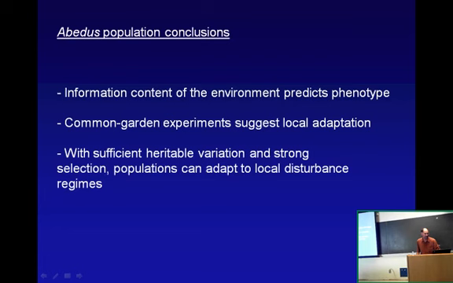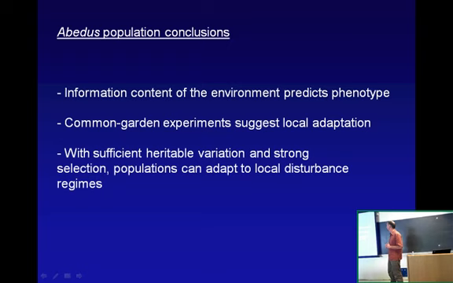So just to summarize that, based on this study, the information content of the environment predicts the phenotype that you observe. And that's kind of unusual. You don't think of evolution in response to something as abstract as an information content of an environment, but there it is. In some places it's a real strong connection, in some places it's weaker, and evolution acts on that just like it would on any other selective agent.